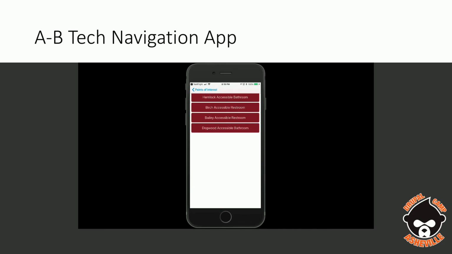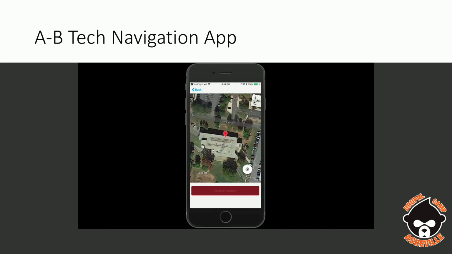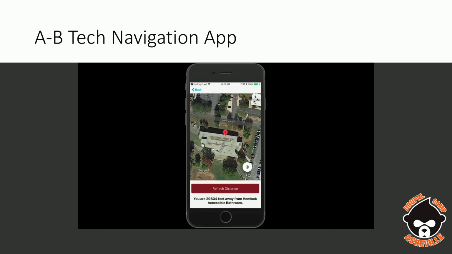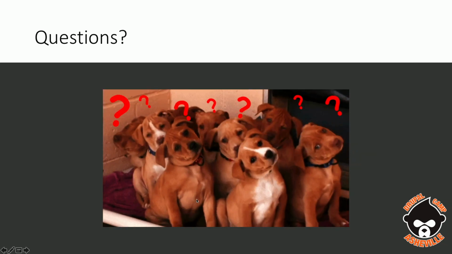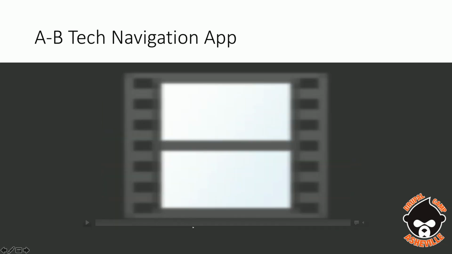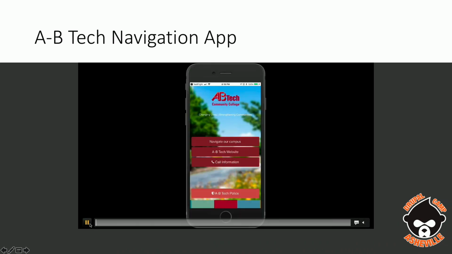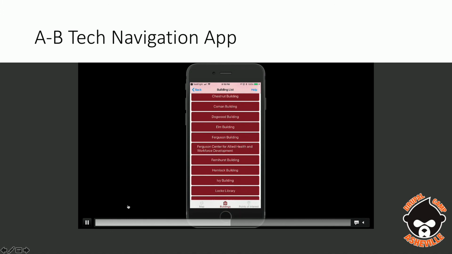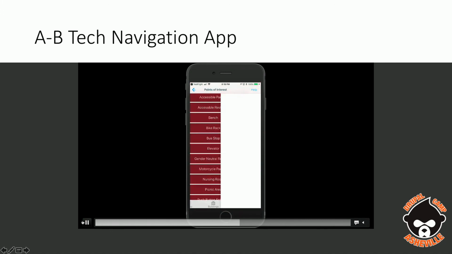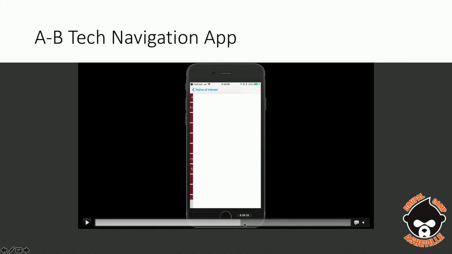It's something they wanted in the app. It's a point of interest list. That's not clear. Let me pause this on some of these sections so we can look at them. That's the building list right here.